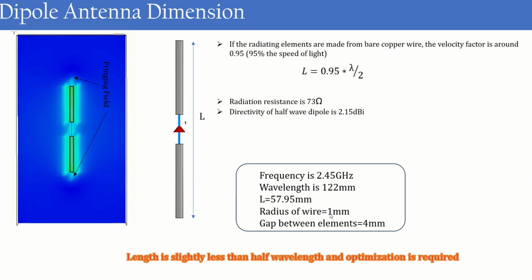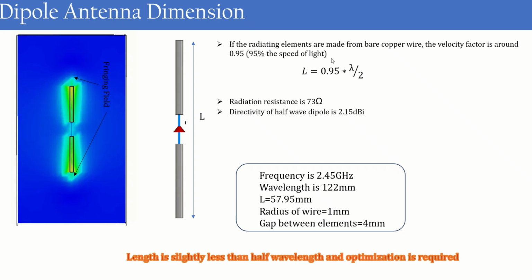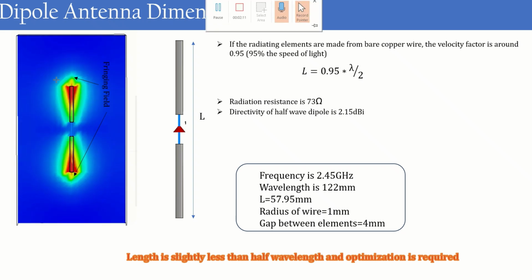The radius of the wire I have taken as 1 mm. If I take very thick wires, it will effectively increase the length again, and the resonance frequency will be decreased. So here I am going to take the radius of wires as 1 mm, and the gap between the elements, as it is a wire type antenna, I am going to take as 4 mm. These are some of the things that you have to consider while doing this.